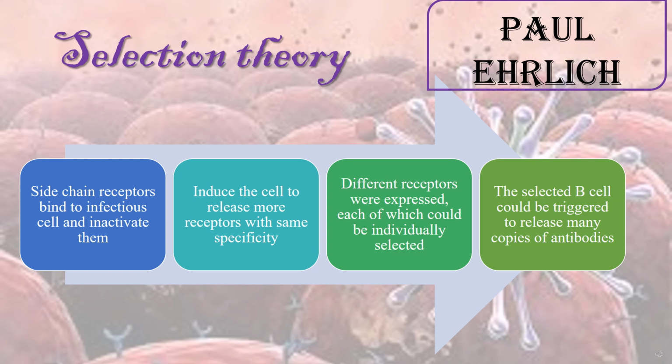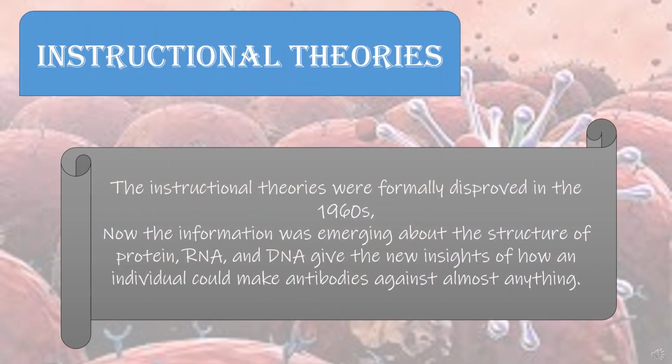Each cell makes many copies of just one membrane-bound receptor of one specificity. An army of cells, each with a different antigen specificity, is required. Then the selected B cell can be triggered to proliferate and to secrete many copies of these receptors in soluble form, which are now called antibodies once it has been selected by antigen binding. The instructional theories were formally disproved in the 1960s. Now the information was emerging about the structure of protein, RNA, and DNA, giving new insights into how an individual could make antibodies against almost anything.